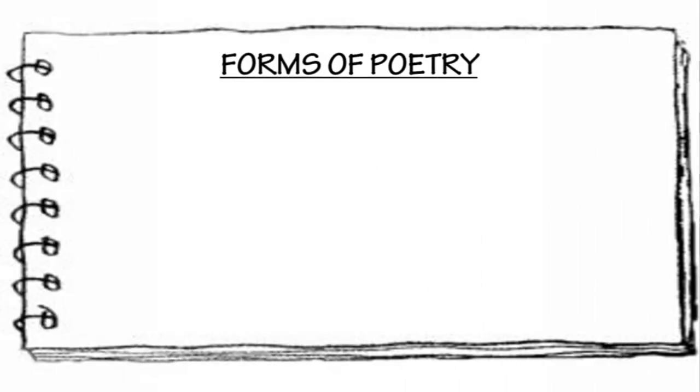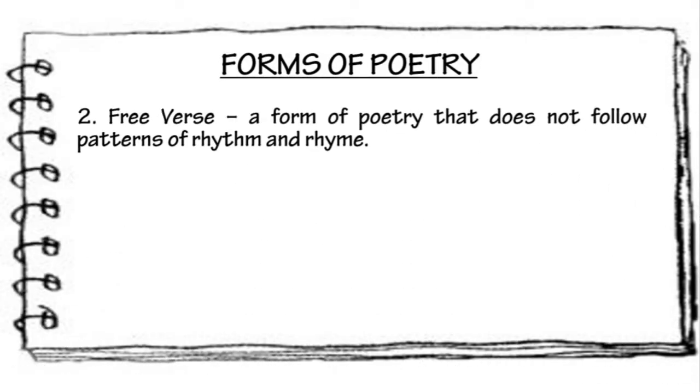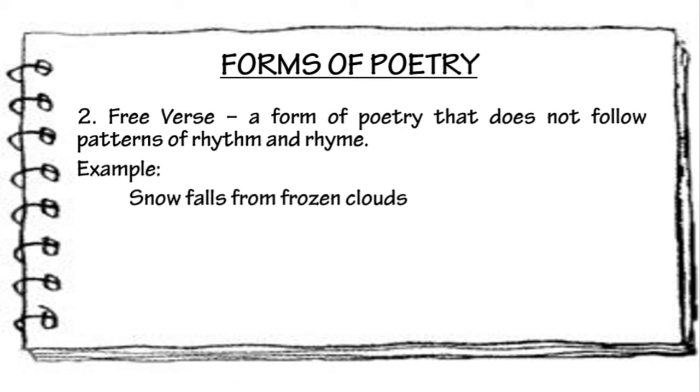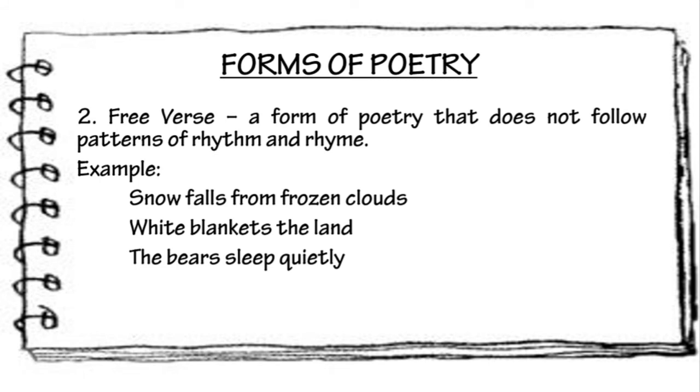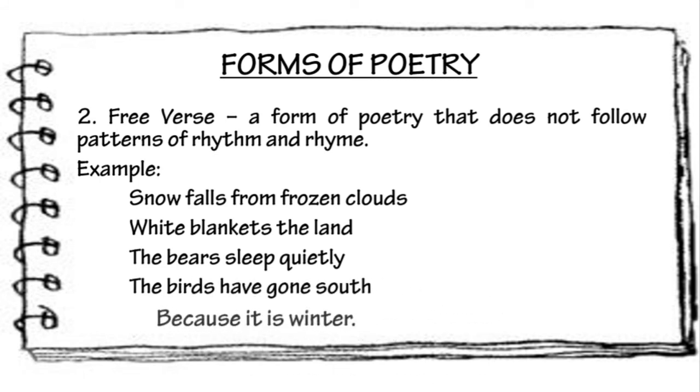Next is free verse. Free verse is a form of poetry that does not follow patterns of rhythm and rhyme. Example: Snow falls from frozen clouds. White blankets the land. The bears sleep quietly. The birds have gone south.